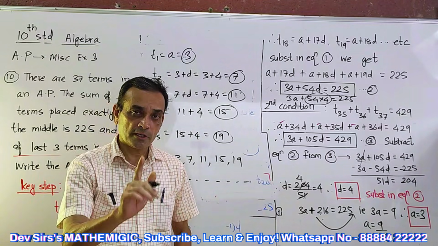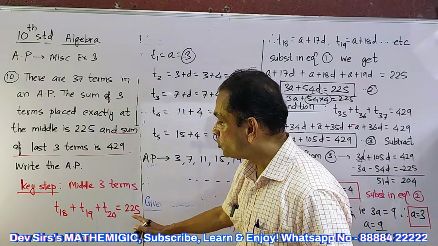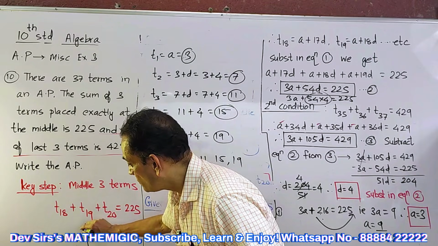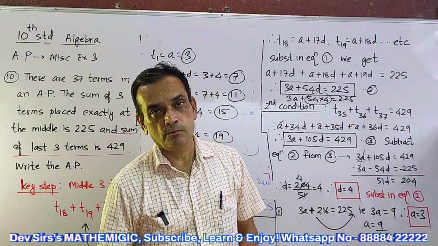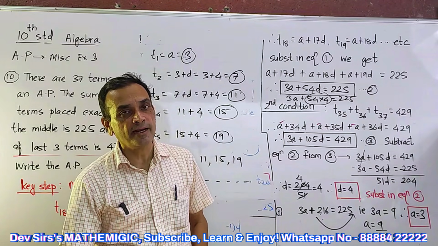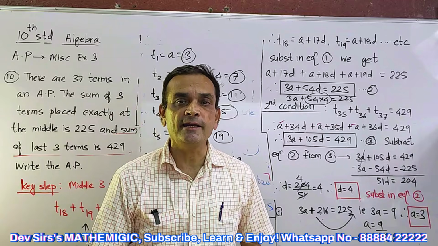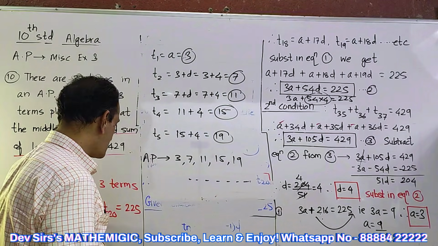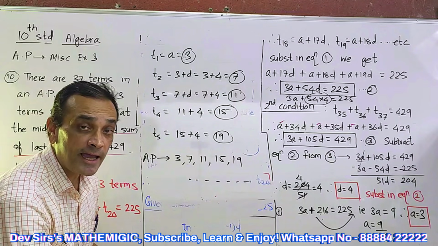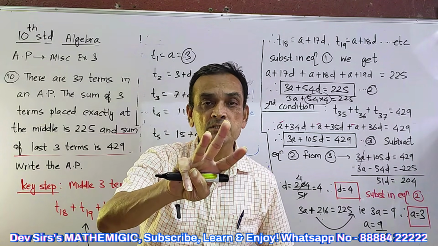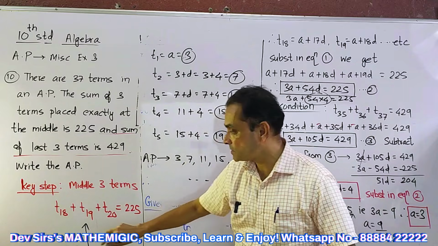Simple है ना प्रॉब्लम. की स्टेप याद रखना. How to find the middle term. n plus 1 upon 2. 37 plus 1 is 38. 38 upon 2 gives you T19. That is the centermost term. उसके साइड की एक टर्म लेने की, राइट साइड की एक टर्म लेने की. Why? Because 3 middle terms दिए. Sum of the 3 middle terms.